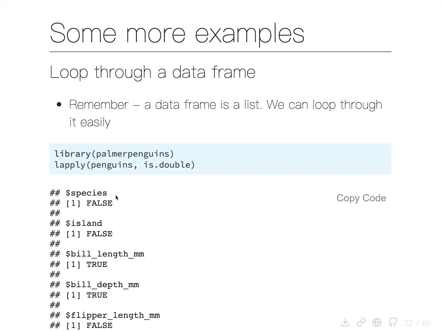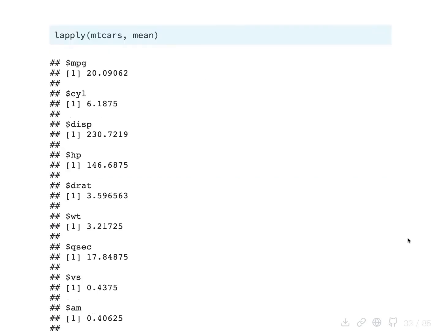So species is false, island is false, but bill length and bill depth are true. Those are both double. Flipper length is false, which is interesting. It seems like that should be true, but okay, so is that is.double?